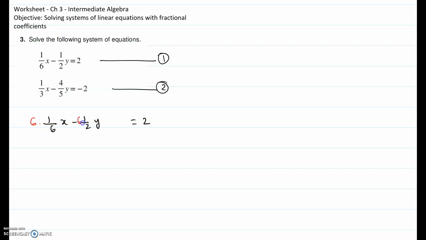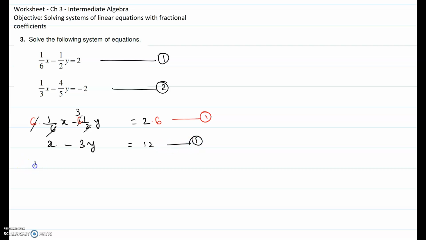So we will multiply each term by 6. The equation is unchanged, so still it's equation 1. Now we will simplify this. So that will be x minus 3y equal to 12.